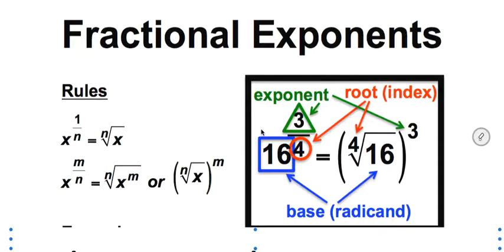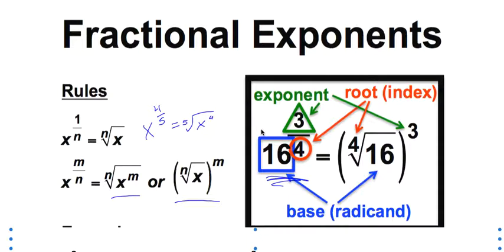This also works in the example that we have over here, where if we have 16 to the 3/4, the 4 is going to become the index on the roots. So if it were 16 to the 1/4, it would just be the fourth root of 16. But since it's to the 3/4, it's going to be the fourth root of 16 to the third. Now that exponent can go either under the root, as you see here, or outside of the root. So again, as an example, if we had x to the 4/5, that would be the same thing as the fifth root of x to the fourth.